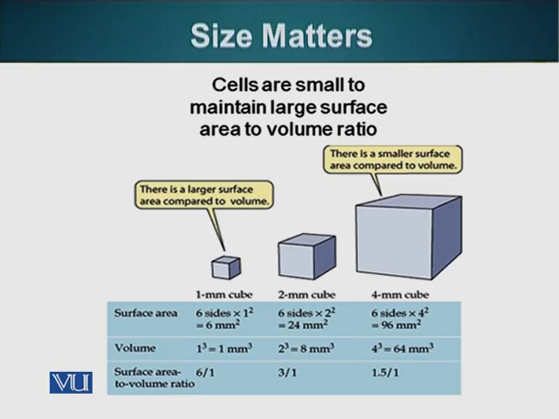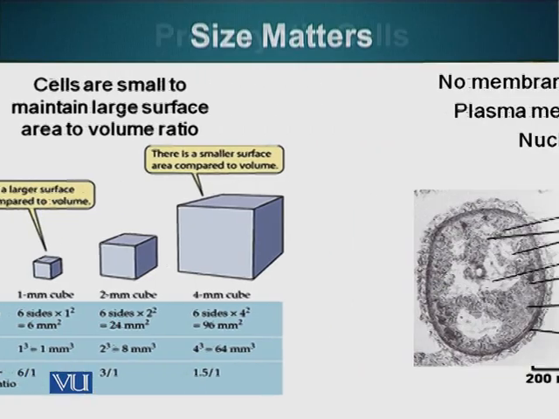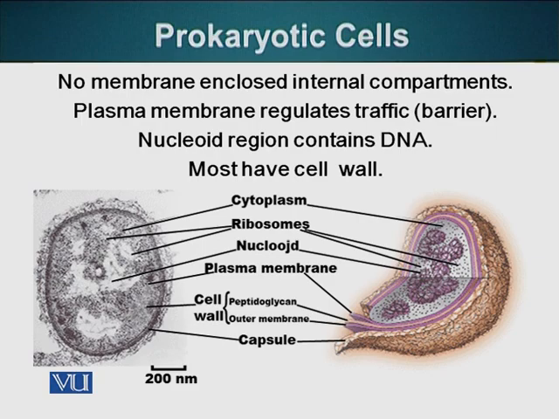So now we have seen that as the size increases, the surface area to volume ratio decreases, and that is an impediment for cells to be of a bigger size. Now let's move on. Let's look at the smallest cell, the prokaryotic cell.